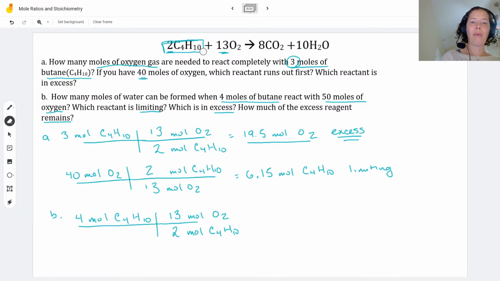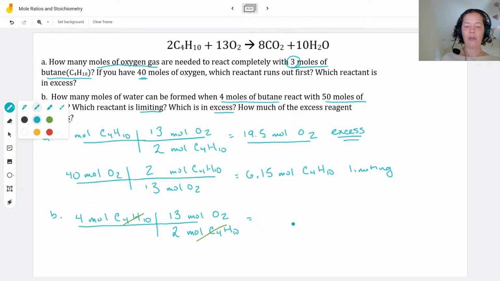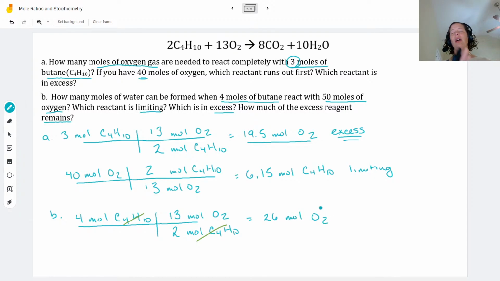Because we've started a new problem, I am going to erase this because we haven't determined our limiting reagent yet for part B. As always, making sure units cancel like they're supposed to, this gives me 26 moles of oxygen. So again, the question that I'm asking and answering is, if all of this butane reacts and there is none of it left, how much oxygen do I need to make that happen? Well, I need 26 moles of oxygen.